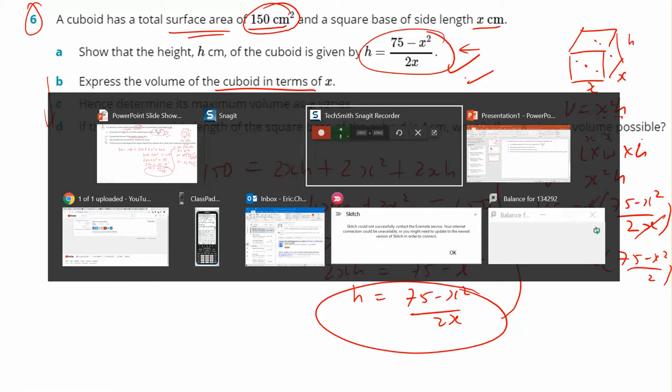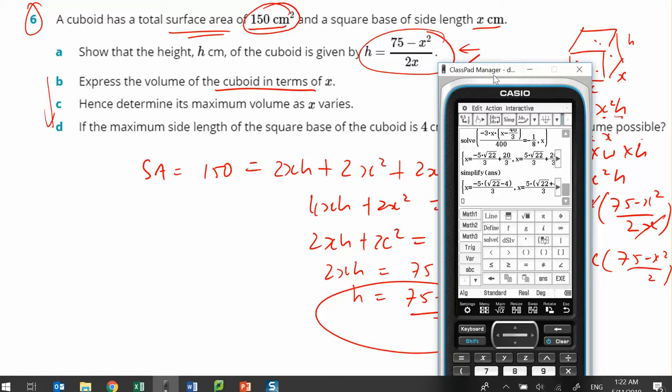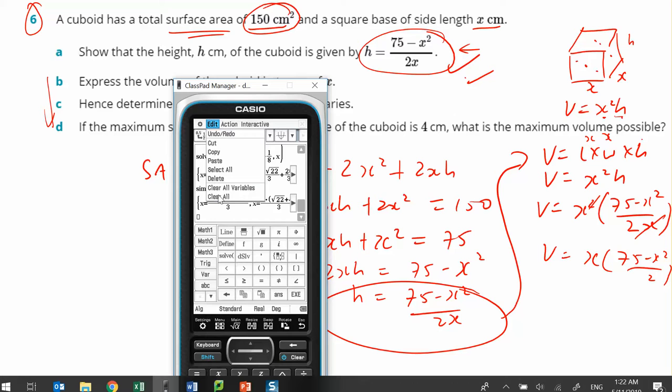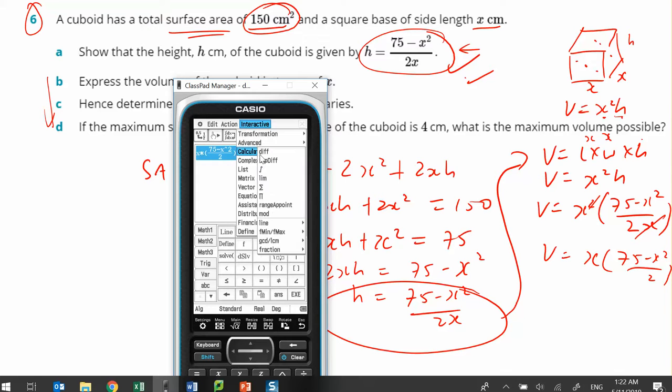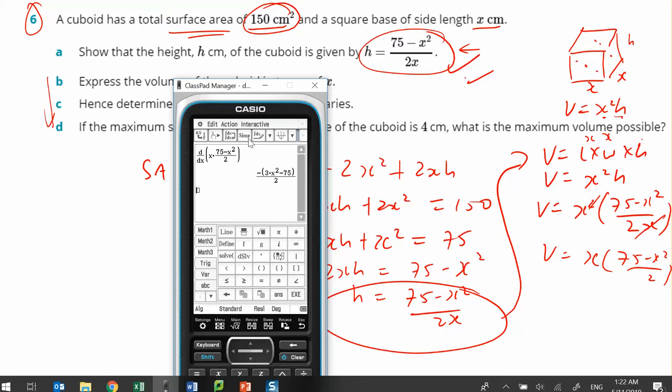Now I'm going to determine the maximum volume as x varies. So we've got our volume. To get the maximum, you let dV/dx equal 0, so I'm just going to find dV/dx first. Type in the equation x times brackets. I always put a times there just in case it doesn't register. Fraction button, 75 minus x squared divided by 2. I want to differentiate that first to get dV/dx. Let's see if we can simplify it. No, I can't simplify it.